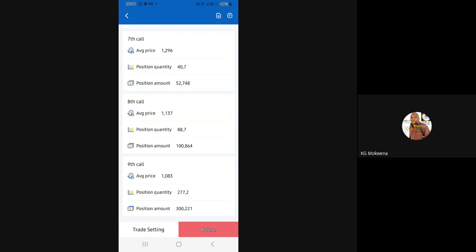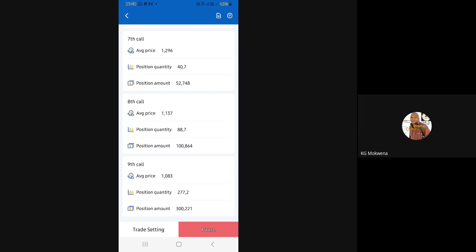Business partners, you can see position number 9's average price is 1,083. It means the current position also is floating in profit, because the market is around 1,088 and we entered at 1,083. It is floating in profit, but it is somehow still small. The percentage is still small. It's less than 1%, for instance. That's the reason why the robot is not collecting as yet.